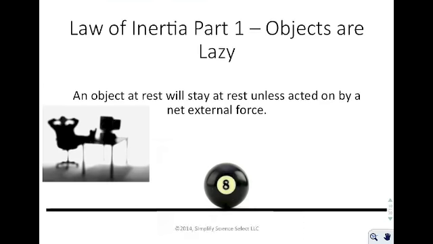Now, law of inertia part 1. Objects are lazy. That's the easiest way to remember it. An object at rest will stay at rest unless acted on by a net external force. So for example, I have a ball right here. This ball will never, ever, ever move unless an object comes and pushes it. As soon as an object exerts a force on this ball, it begins to roll in a particular direction, whatever the direction of the push is. But until then, it's going to stay there forever.